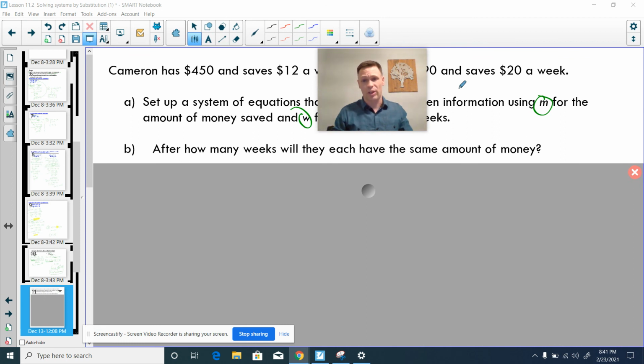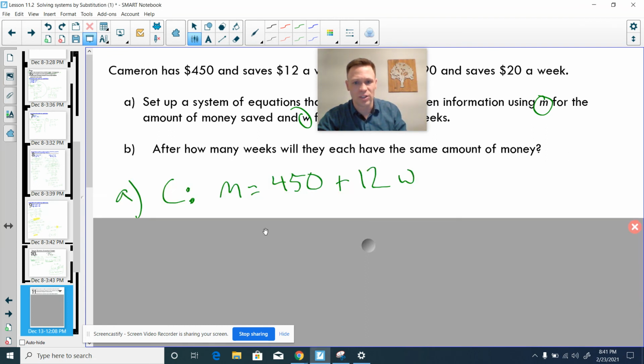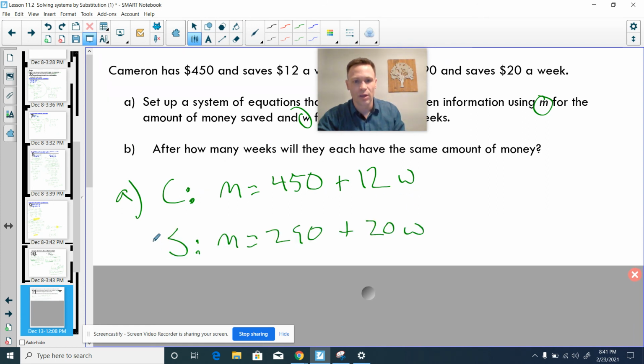This is a scenario where one person has a lot of money, but they're saving a little. Another person has a little amount of money, but they're saving a lot. So eventually their paths will cross. We want to know when that's going to be. I have an equation set up for Cameron here. Cameron's equation is M for money is equal to the $450 that he already has plus 12 per week that he's saving. Sean's equation is M equals the $290 that he's already saved, plus $20 per week.